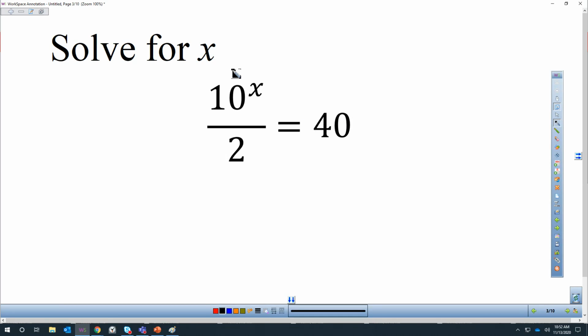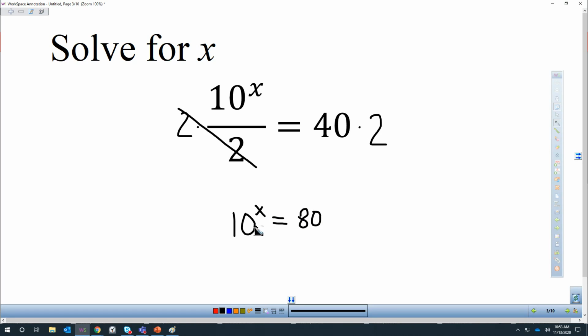So for this problem, we want to kind of do the same thing, but you'll see that we're a little stuck because we have this divide by 2 over on this side. So we're going to have to do something to fix this before I can apply my strategy of rewriting it as a log. And one maybe obvious thing to do is you can multiply both sides by 2, and that will cancel out this division going on over here that's messing things up, and you'll be left with 10 to the x equals, well, 40 times 2, that's 80.